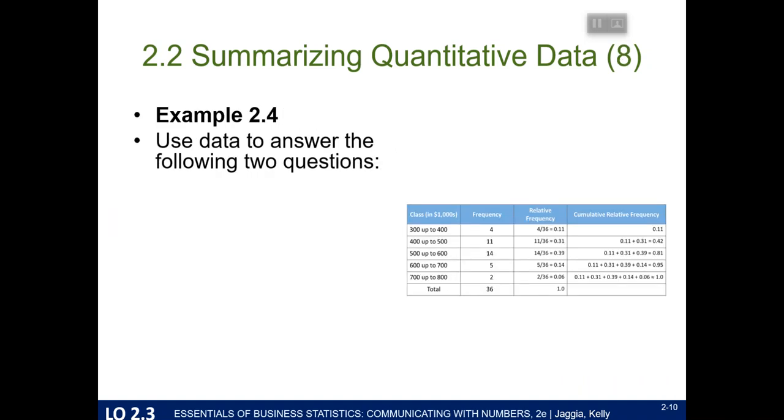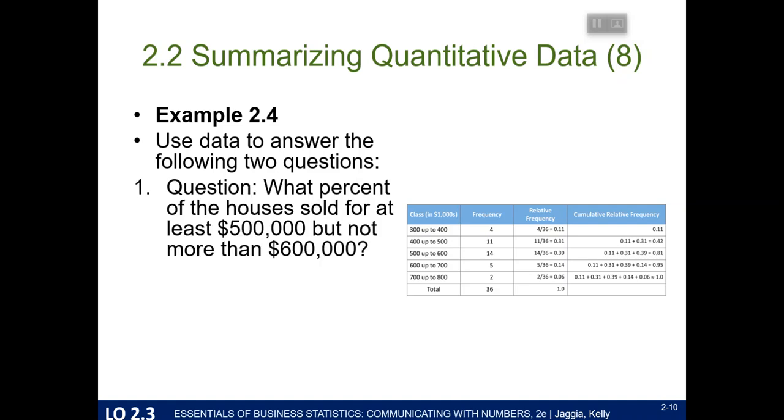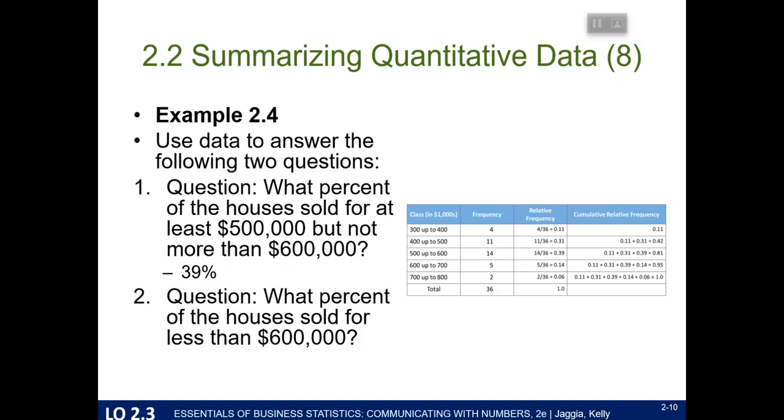So, for example, we may use the following data to answer some questions. We could say, what percent of houses sold for at least 500,000 but not more than 600,000? Well, we can look at this and say that is 39% of houses. We could also ask ourselves, what percent of houses sold for less than 600,000? And that is 81%. So we just converted that decimal to a percent by moving the decimal place 2 places to the right.